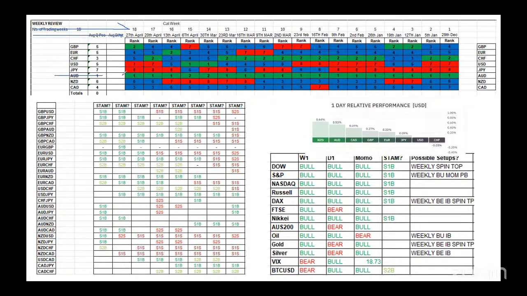Well, what we have here in terms of strength is the Aussie dollar, back on top, holding its forte. That is probably a little bit of an indication of the overall risk-on mentality that we have at the moment.